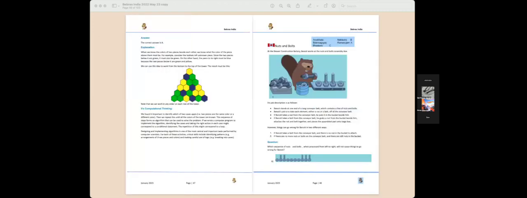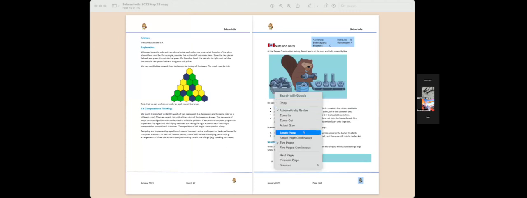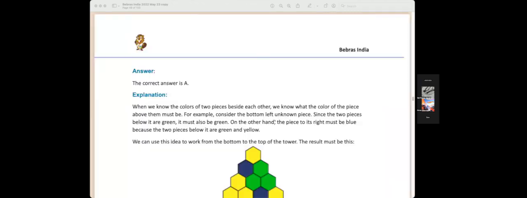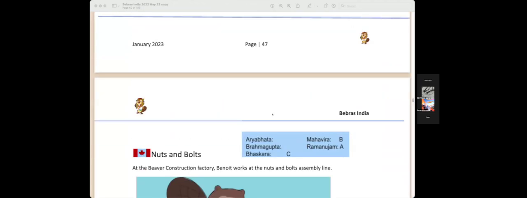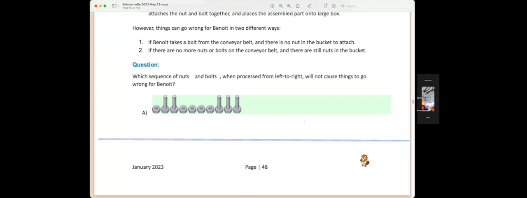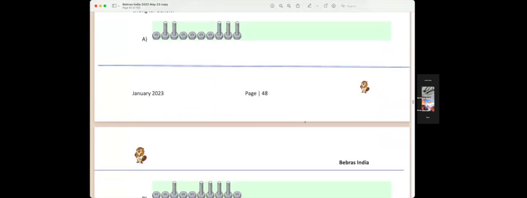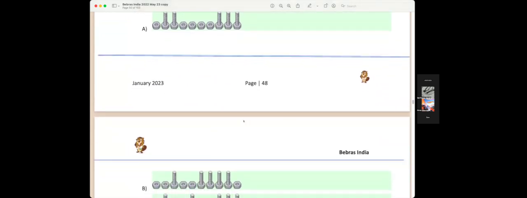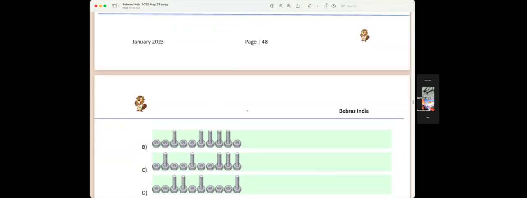So according to these rules, which one will not cause any problem for Benot? A, B, C, or D? Please write the answers in the chat.